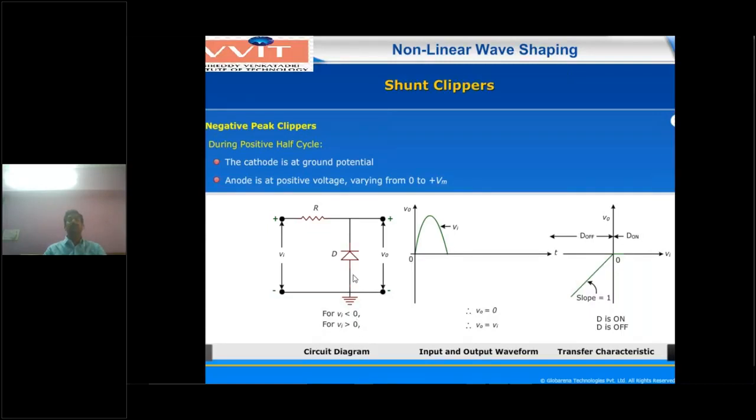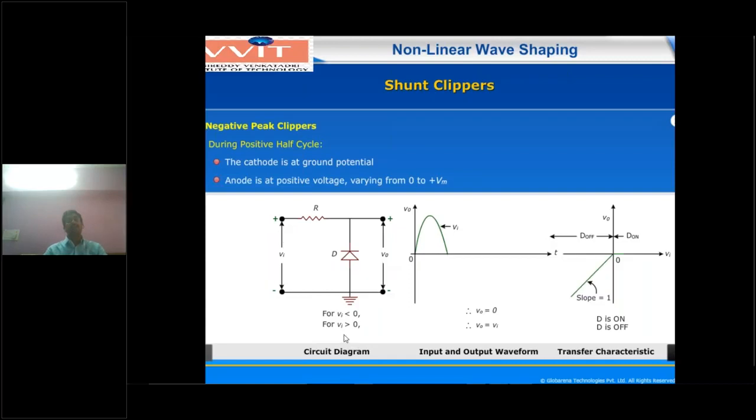Now for these two conditions, what are the output voltage values? First, Vi less than 0. That means you are applying a negative peak at the input. So the diode will be in on condition. This is also reverse bias, input is a reverse negative voltage. The diode on means it acts as a short circuit. Once it is a short circuit, the output voltage across the short circuit is 0, so the slope is 0.